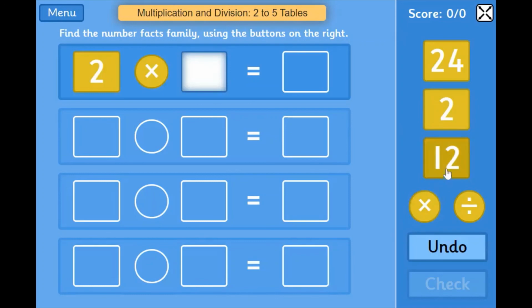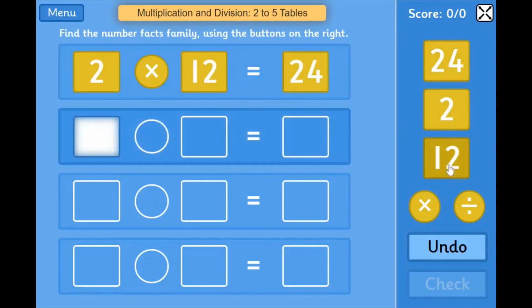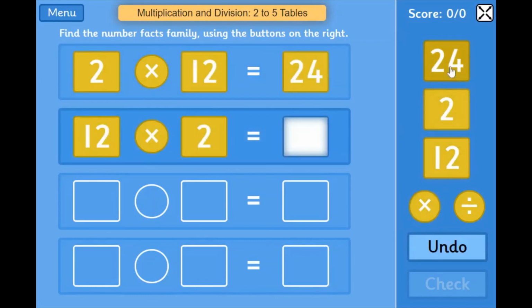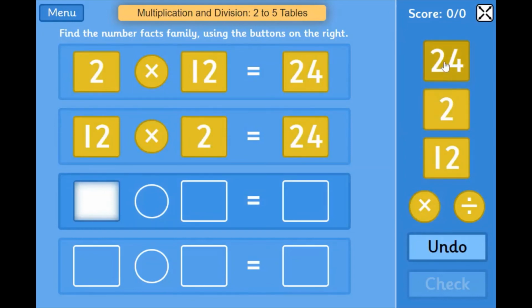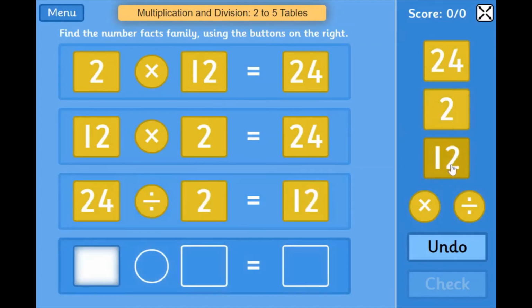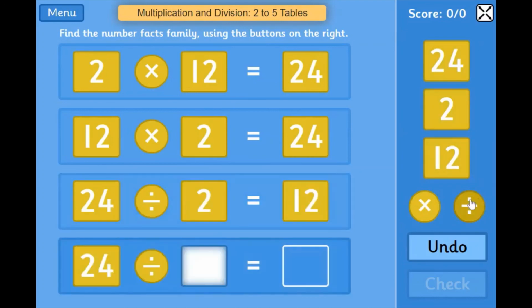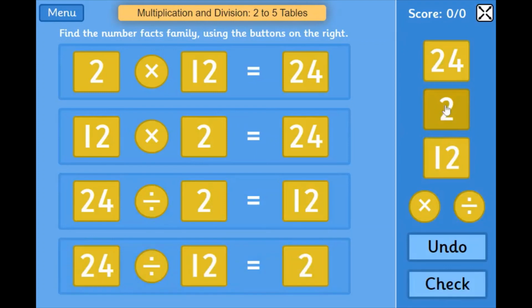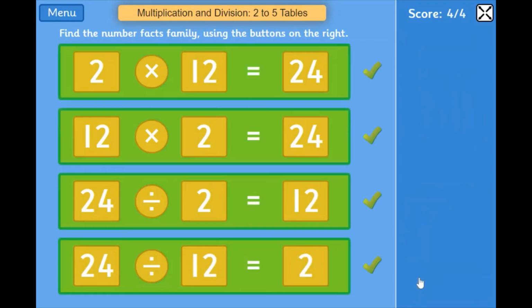So 2 times 12 equals 24. 12 times 2 equals 24. Now, just like with subtraction, when we divide, we must start with the biggest number because that's the total which you're then going to divide. So 24 sweets divided by 2 is 12. 24 sweets divided by 12 is 2. Okay, and then check.